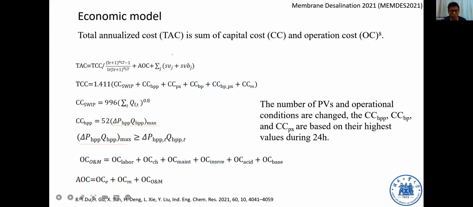And we built the economic model, and the total annualized cost is the sum of capital cost and the operation cost. And it should be noted that the number of pressure vessels and operation conditions are changed. So we calculate the capital cost based on their highest value during 24 hours.